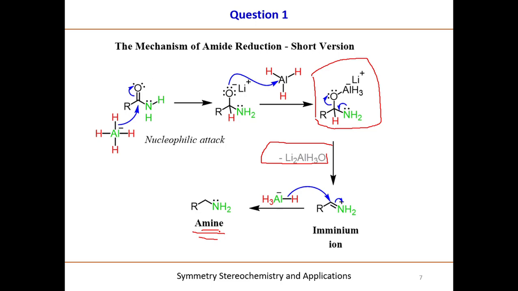First step is nucleophilic attack, then generation of iminium ion, then again a nucleophilic attack of hydride to get the amine.